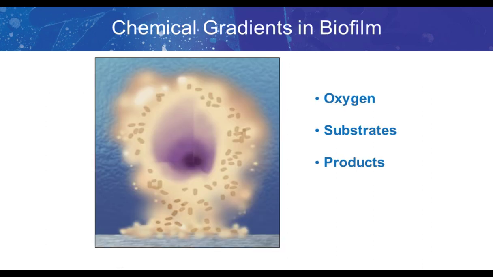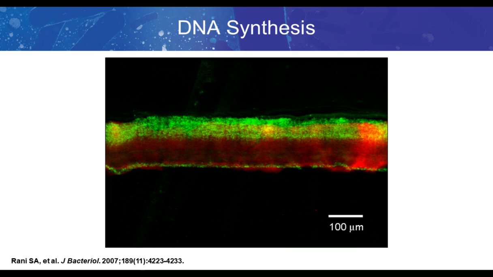Okay, so not only do we get these chemical gradients in the biofilm, and that could be oxygen or substrates that aren't penetrating into the center of the biofilm, it can also be products that are being produced within the biofilm and then are at lower concentrations around the periphery of the biofilm. And this has some important impacts for the physiology or the phenotype of the bacteria within the biofilm. And so this is a Staphylococcus epidermidis biofilm. It's a cross-section through the biofilm.